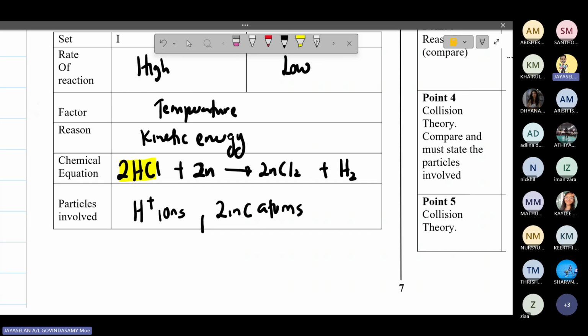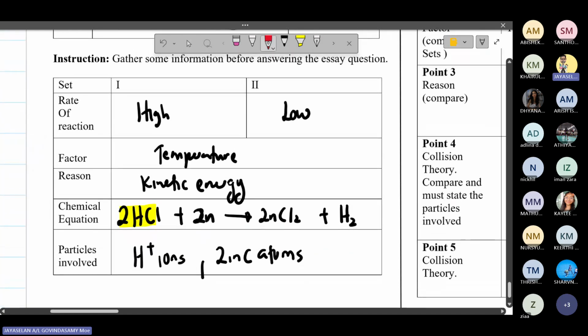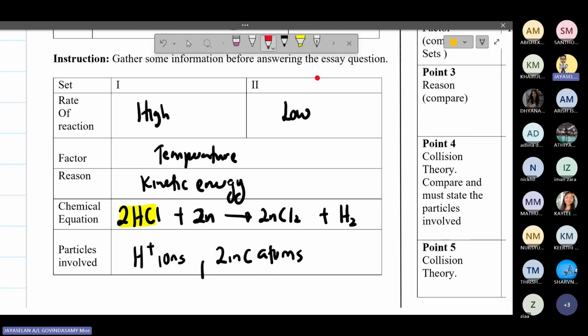Okay. In the explanation, dalam exam you akan dapat kertas kosong. You kena buat betul-betul. In the explanation, mana satu point saya kena ambil? I will take higher one. Rate of reaction of set 1 higher than set 2. The temperature of set 1 is higher than set 2. Okay, the kinetic energy between hydrogen ion and zinc atom in set 1 is higher than set 2. Okay, then frequency of collision, frequency of effective collision, then you take your 5 marks.